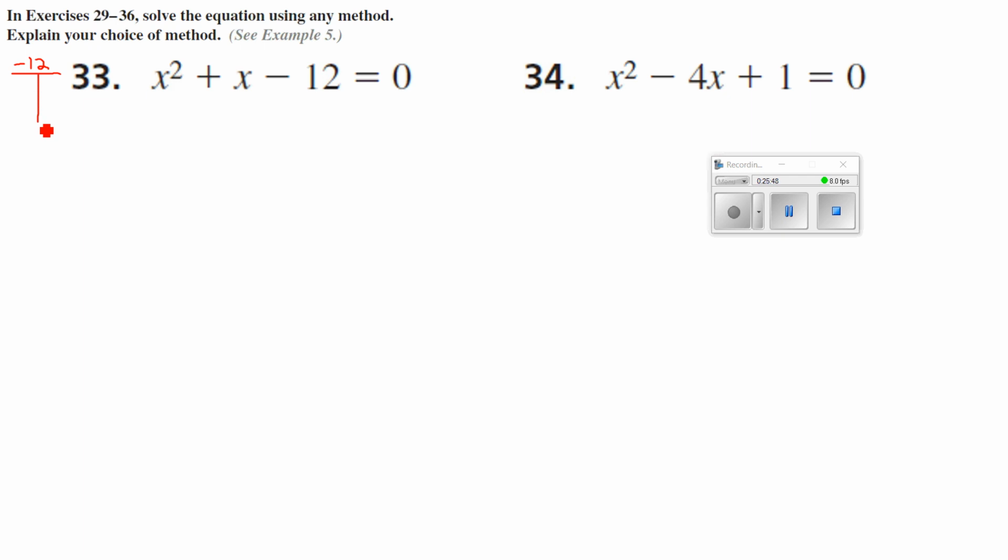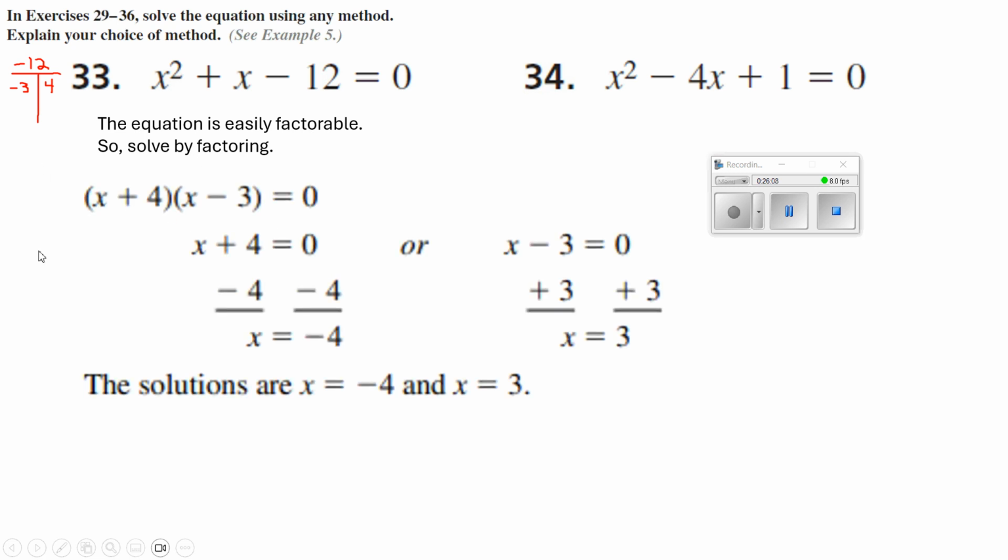Well, I could take, let's see, 4 times negative 3, right? That would give me negative 12, and 4 minus 3 would give me 1. So I could factor this one out pretty easy. That's the way I'm going to do it. The equation is easily factorable, so solve by factoring.